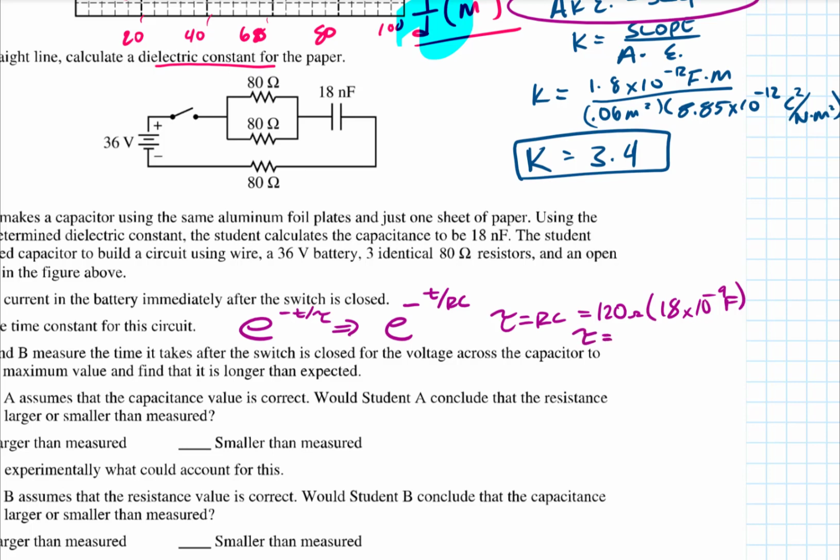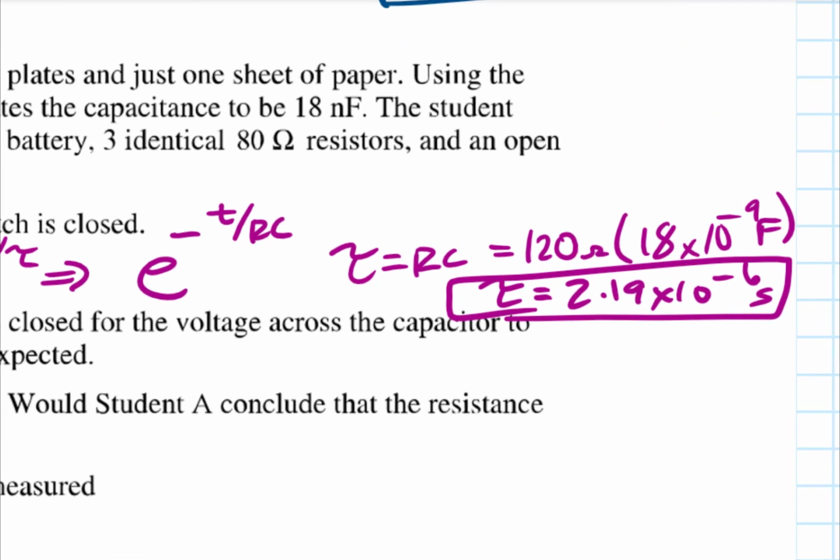Tau is going to be 2.16 times 10 to the negative 6, and that gives me, I believe, seconds. Sorry, 2.16. I wrote that down wrong. 2.16 times 10 to the negative 6 seconds, or 2.16 microseconds.